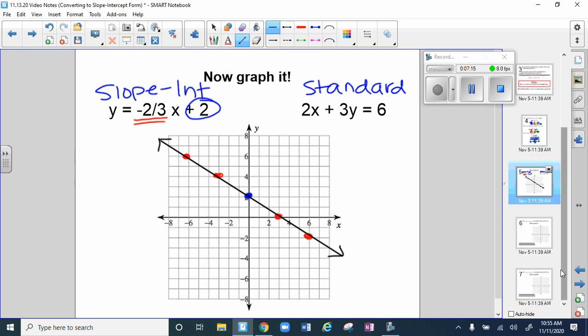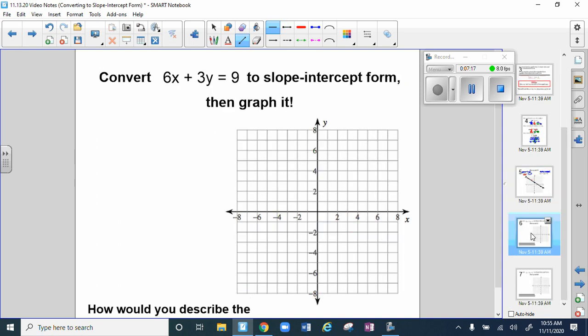All right, let's do another one. So if my standard form equation is 6x plus 3y equals 9, I want to convert that into slope-intercept form and then graph it. So my first step, let me rewrite my equation here. My first step, I'm going to subtract x and the number that's attached to x from both sides.